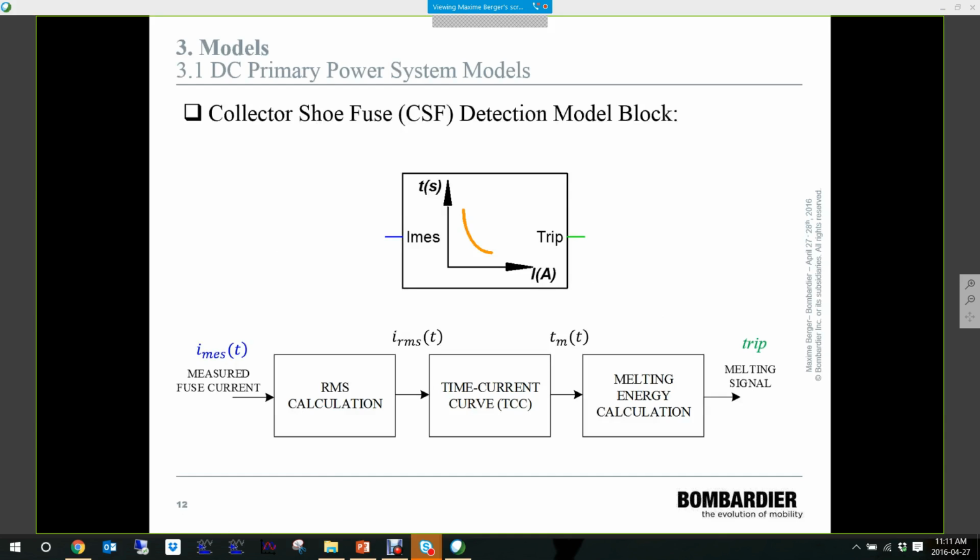Because we use an AC RMS time current curve, it is important to calculate the equivalent RMS value of the DC transient current to compare it to its time current curve. This is done here using a discrete RMS algorithm with a properly selected integration window. The RMS current is then compared to the fuse time current curve, and the melting energy is calculated. If the fuse total melting energy is reached, a trip signal is sent to the fuse opening block, as mentioned earlier.